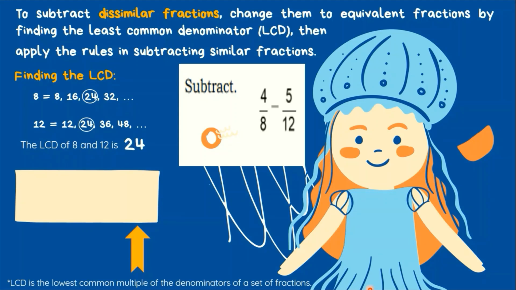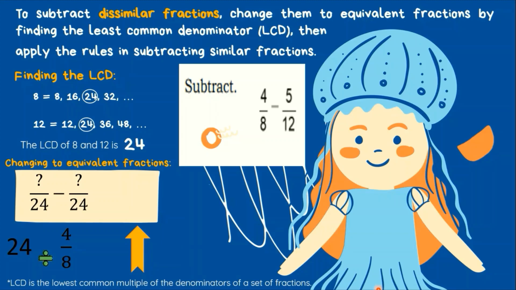Ang ating nakuwang LCD between 8 and 12, which is 24, ang ating gagamiting denominator ng ating equivalent fractions nitong dalawang dissimilar fractions na ito. Hahanapin naman natin ang kanilang numerator. So, let's start from 4/8. Same process tayo. Kailangan muna nating i-divide si LCD by the denominator, and then pataas, pag nakuha natin yung quotient nila, saka natin i-multiply doon sa numerator para makuha natin yung numerator ng ating equivalent fraction.